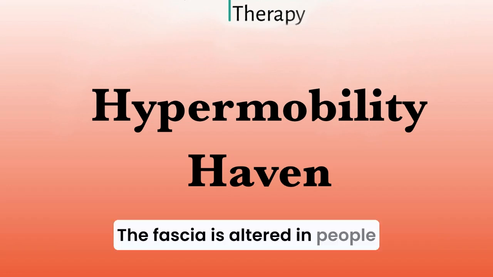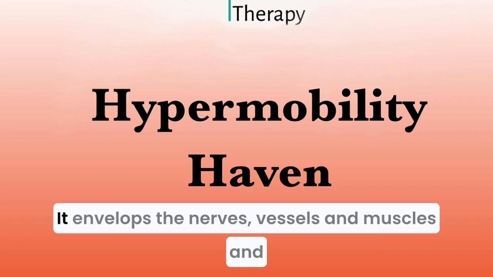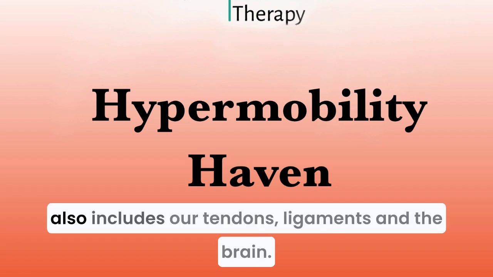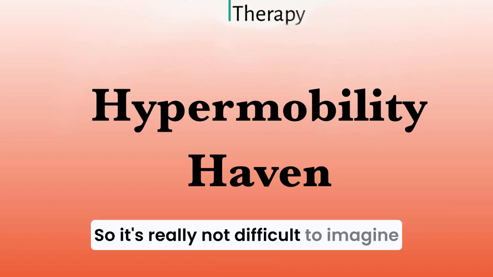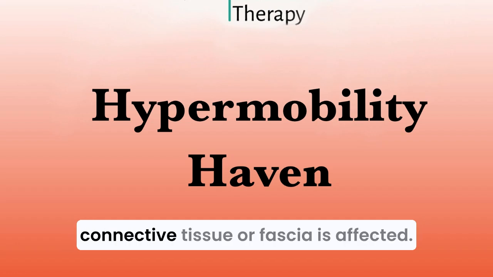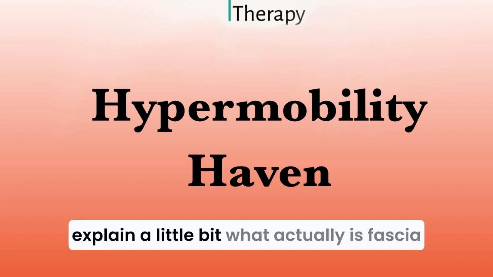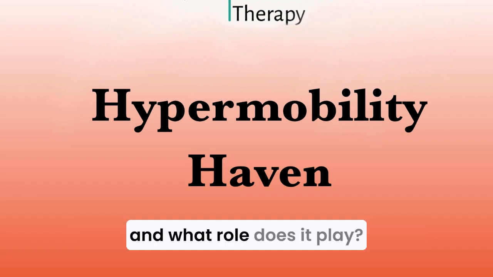The fascia is altered in people with hypermobility spectrum disorder and EDS, and it envelops the nerves, vessels, and muscles. It also includes our tendons, ligaments, and the brain. So it's really not difficult to imagine that the organs can't function properly if connective tissue or fascia is affected. For those that might not know, can you explain a little bit what actually is fascia and what role does it play?